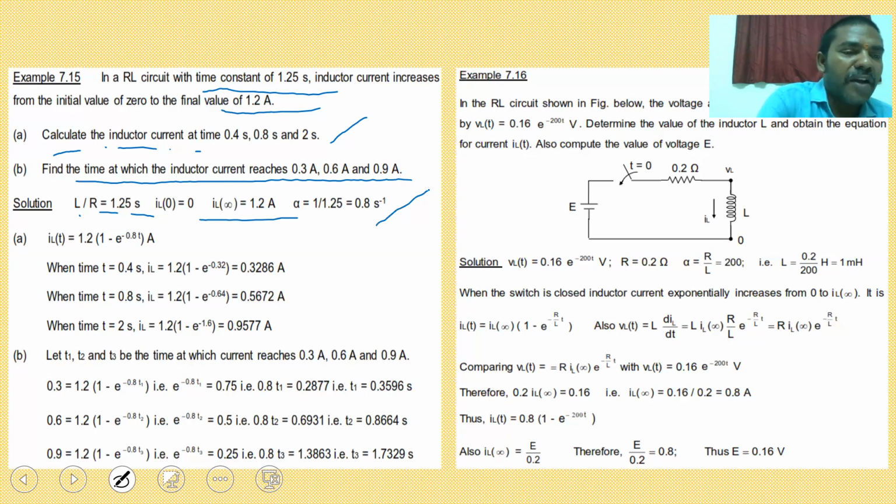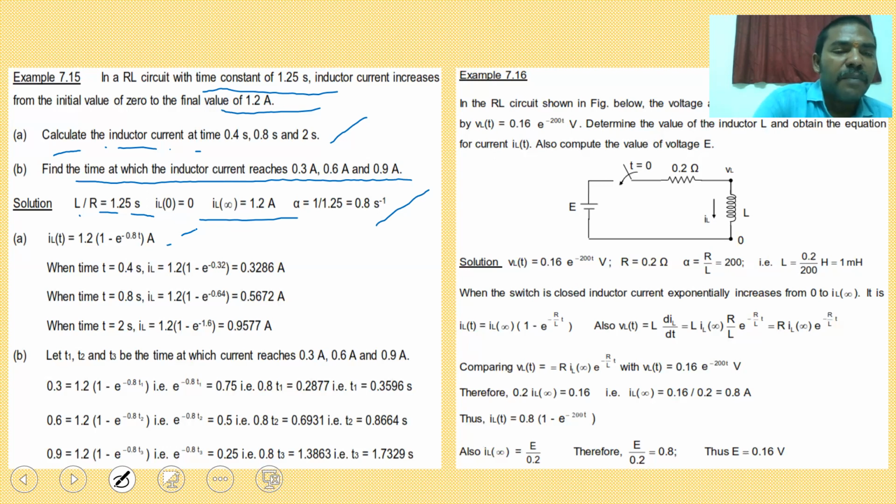So then I of t is equal to 1.2 into 1 minus e power minus 0.8t. So this is the inductor current. For this inductor current, the first part is for different time values. At 0.4 second, what is the current value? At 0.8 second, what is the current value? At 2 seconds, what is the current value?